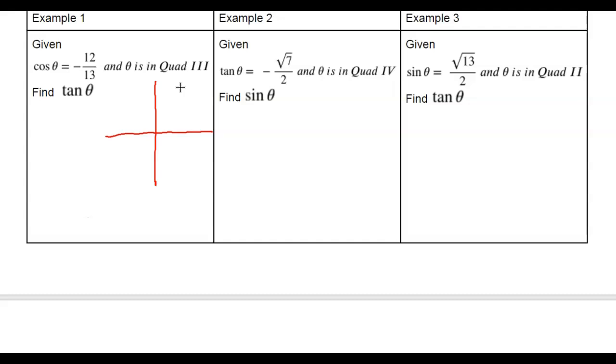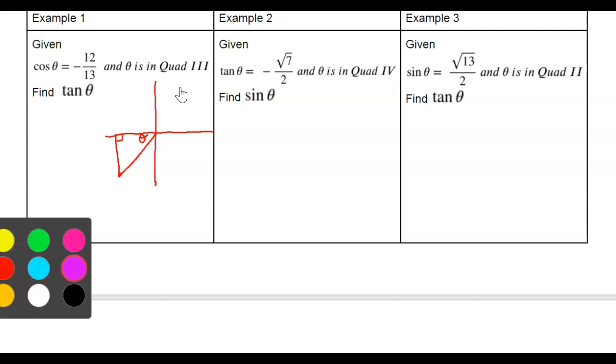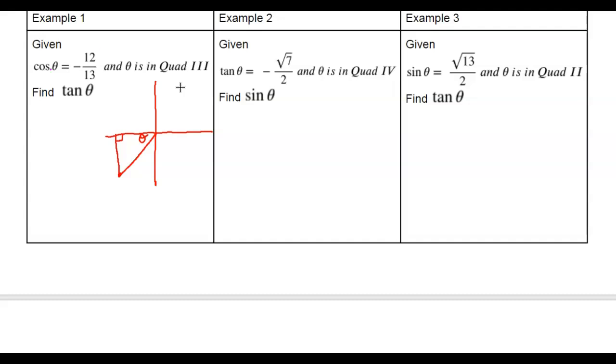So I'm going to go 1, 2, and here's 3. Okay. My angle is always by the origin. Here's my right. And so I'm going to label what we know. If this is cosine, cosine is adjacent over hypotenuse.